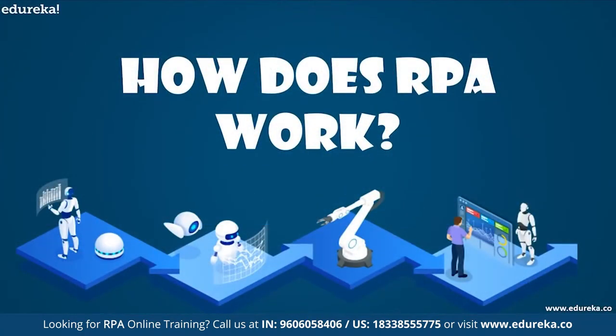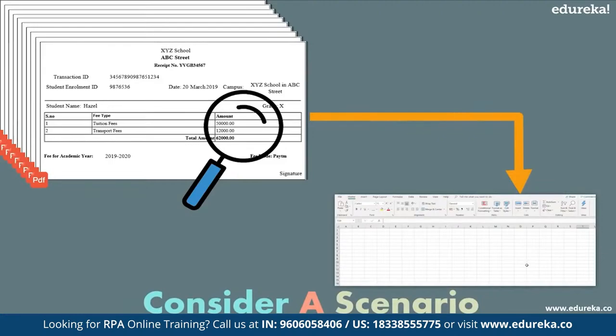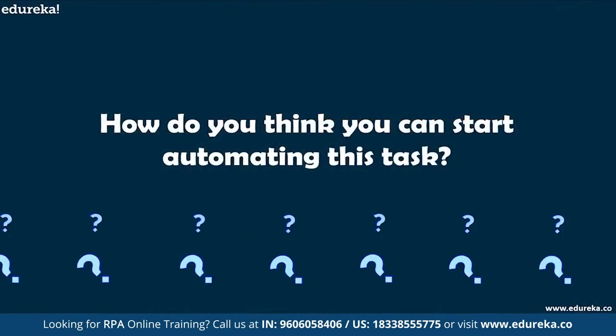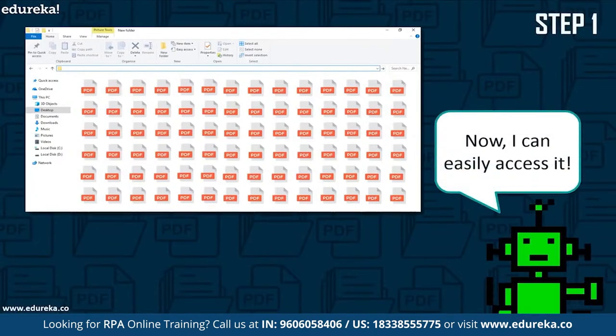So now, let me show you an example of the process of RPA to help you understand how does RPA actually work. Consider a scenario where you have to read hundreds of invoices and extract the data from those invoices to store the data into specific cells of an Excel file. How do you think you can start automating this task? Well, our first step is to locate all the invoices to be processed in a single folder so that the bot design can easily access it.